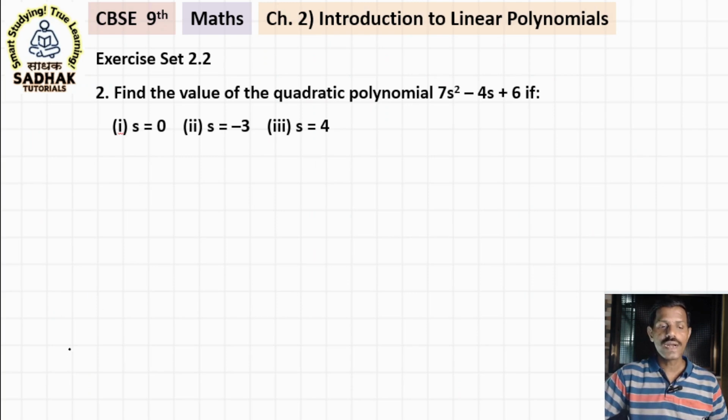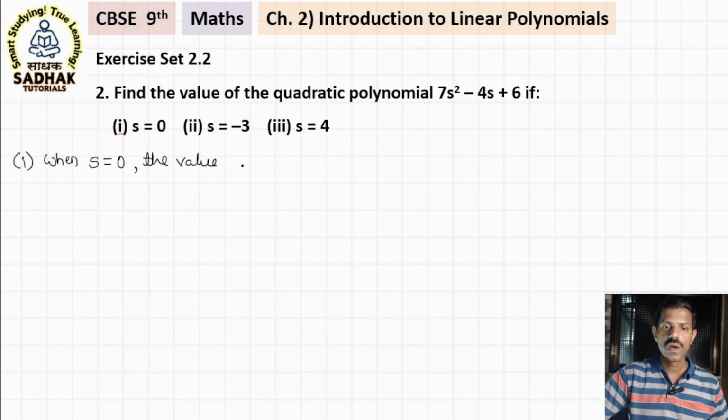Find the value of the quadratic polynomial 7s square minus 4s plus 6 if s is equal to 0, s is equal to minus 3, s is equal to 4. So here also we have 3 different cases. Okay, so let us take the first case. When s is equal to 0, the value of the polynomial is 7s square minus 4s plus 6.